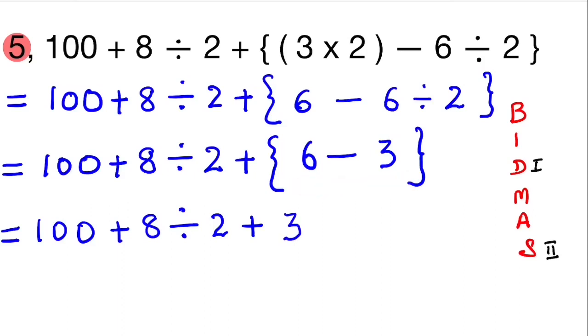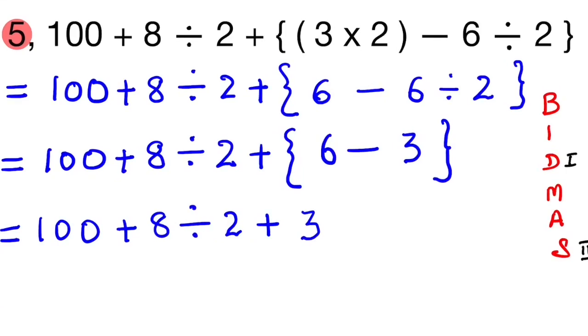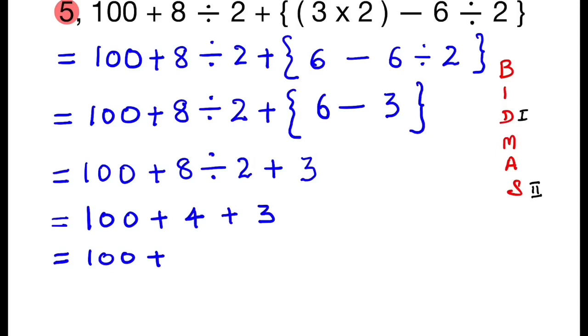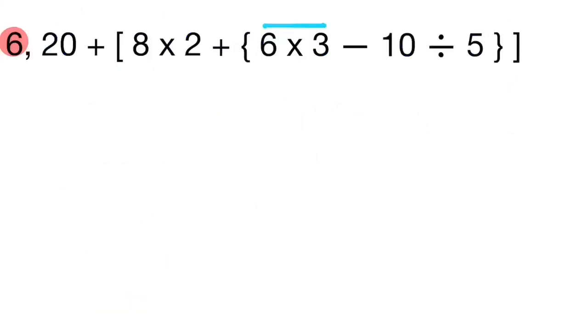Now this numerical expression contains two operations, addition and division. We will carry out division first, then addition. 8 divided by 2 is equal to 4. 4 plus 3 is equal to 7. 100 plus 7 is 107.